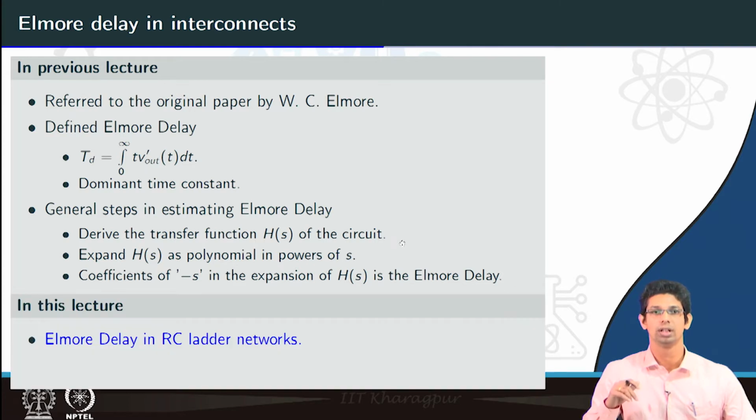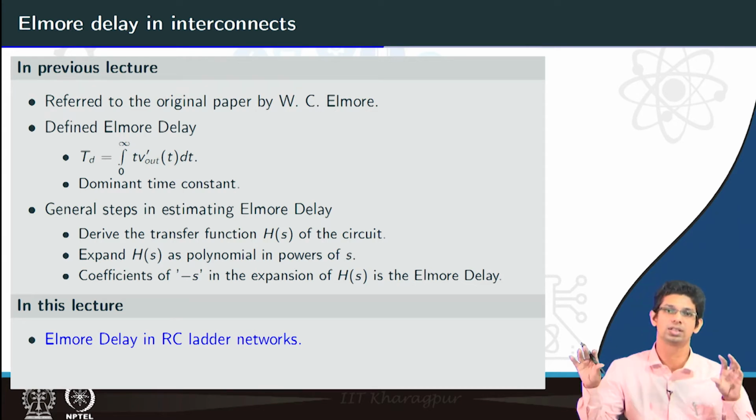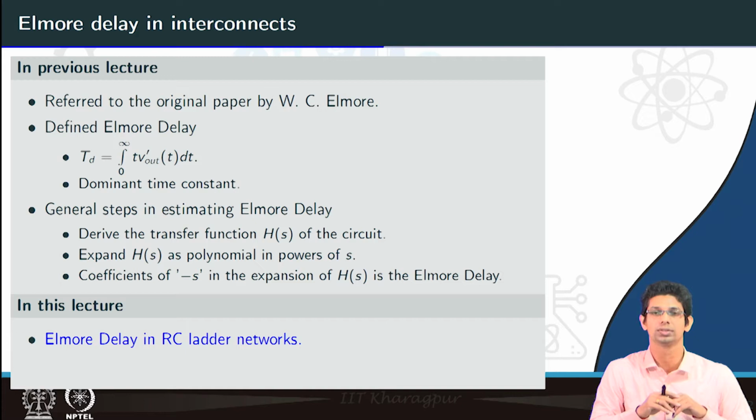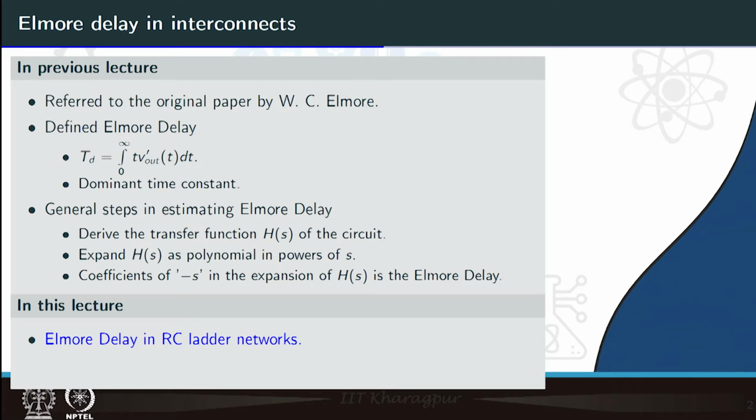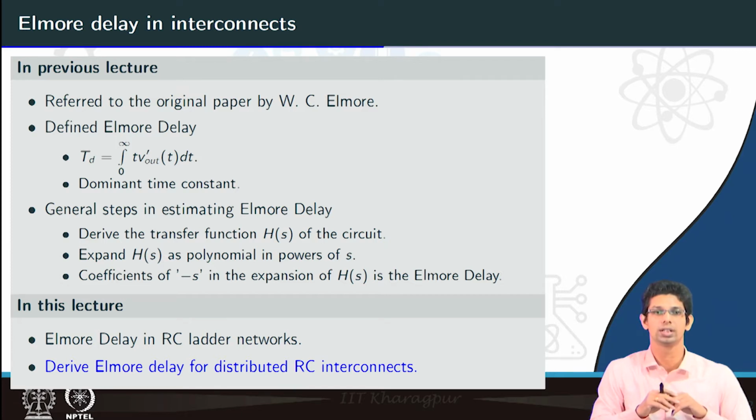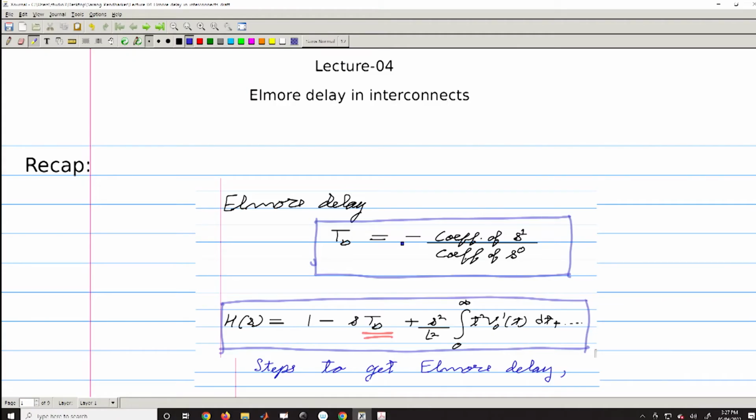Now, in this lecture, we will be applying this Elmore delay to the RC ladder networks. We will take 2-stage, 3-stage RC networks and then we will generalize it to n stages of RC ladder networks. And then we will see that in the limit of the distributed RC interconnects, what expression do we get for the Elmore delay. So, let us get started.